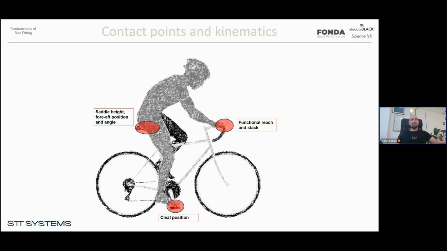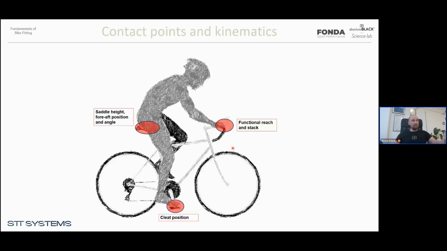But with all the integrated handlebars that are coming now with bicycles, there's really not much to change, especially with the cables integrated. Even if you want to change the stack, so the number of spacers under the stem, it became harder and harder for us.